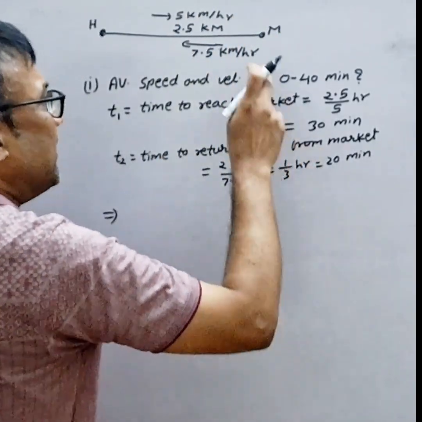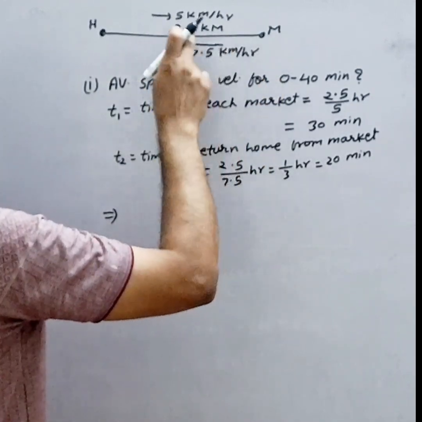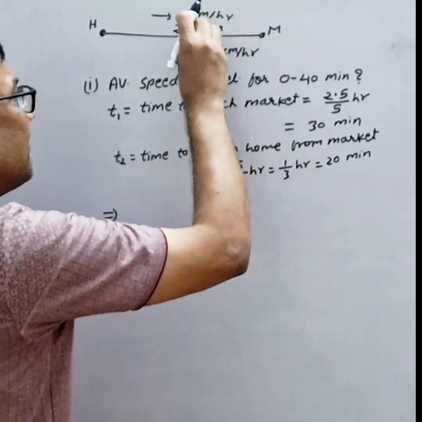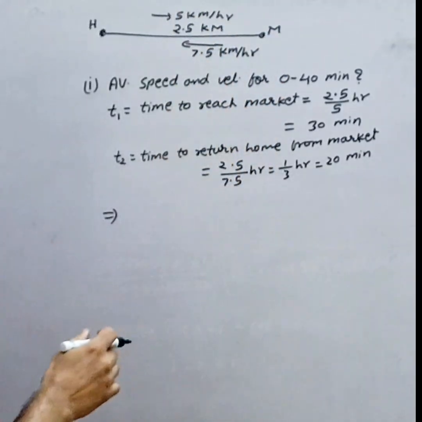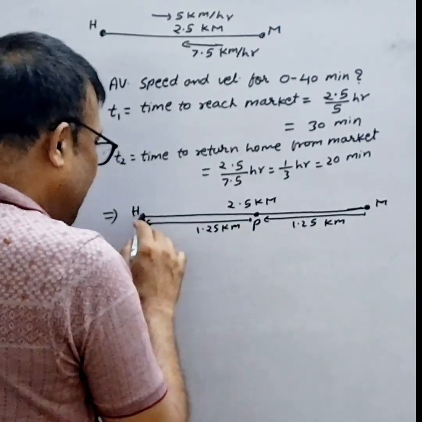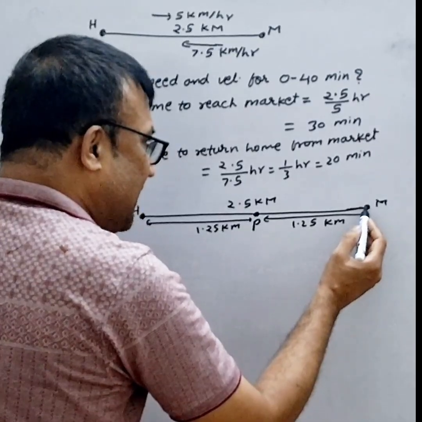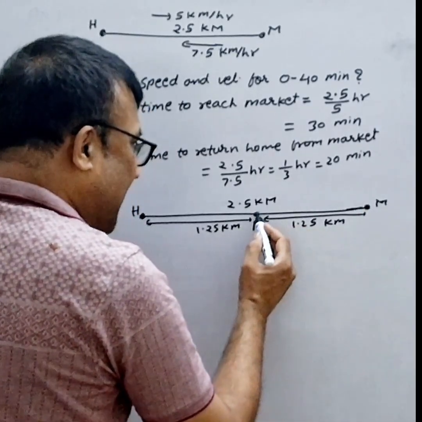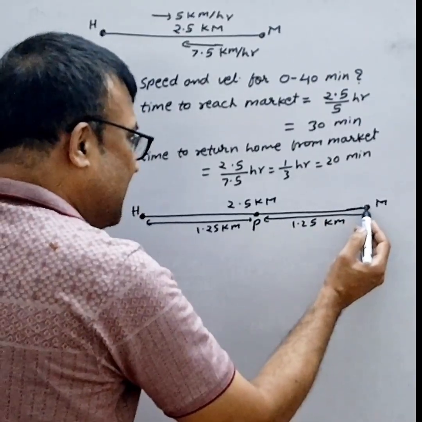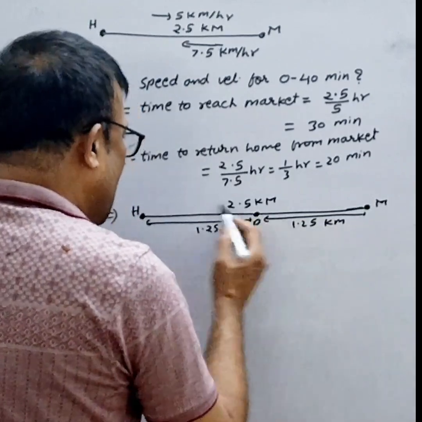Now we find in 20 minutes, man reaches from market to home. That means covers the distance 2.5 kilometer. So during 10 minutes, it will cover half the distance. That means 1.25 kilometer. So in 40-minute journey, man will reach the market in 30 minutes and in rest 10 minutes it will return back toward the home and will be at position P, which is the midpoint of H and M. That means at a distance of 1.25 kilometer from market or home.